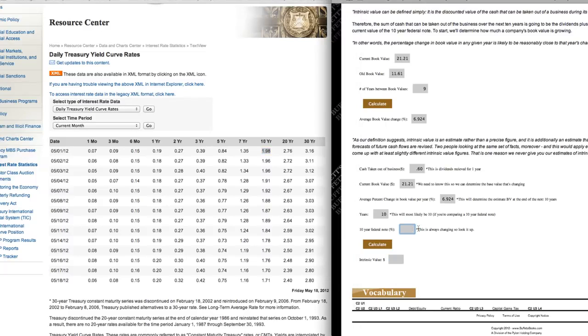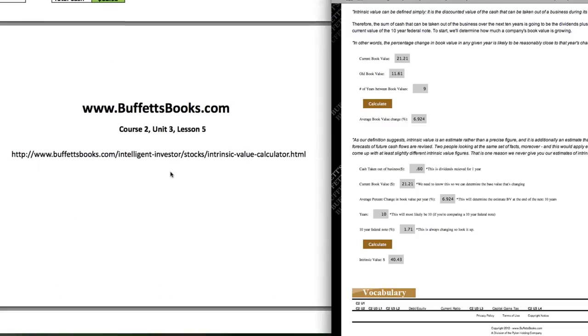So we're going to go ahead and put in 1.71, okay? And we're going to hit calculate. And it says that the intrinsic value of Disney based off of those numbers is $40.43.